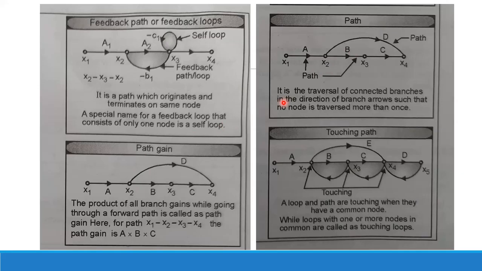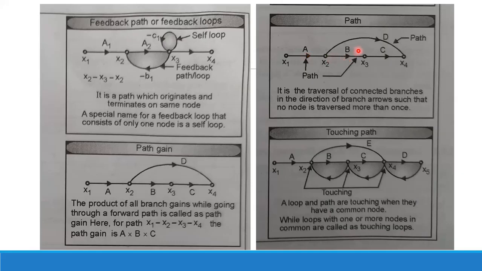Then there is the path. A path is a traversal of connected branches in the direction of branch arrows such that no node is traversed more than once. A path is simply the branch or direction that is connected between two nodes. Say x1 and x2 are connected by this branch, and it is showing direction in the forward way. So this is a path.